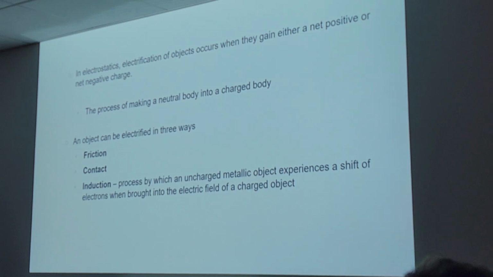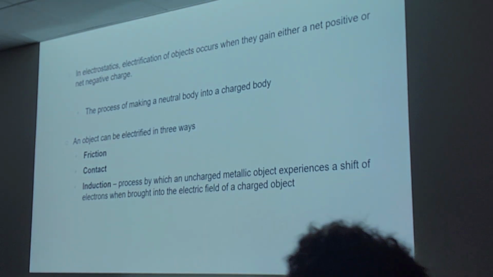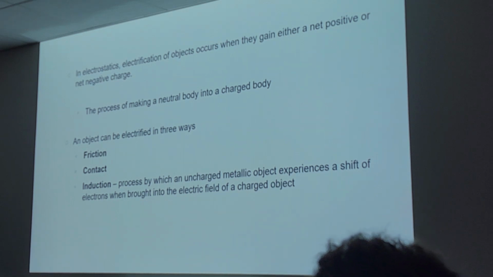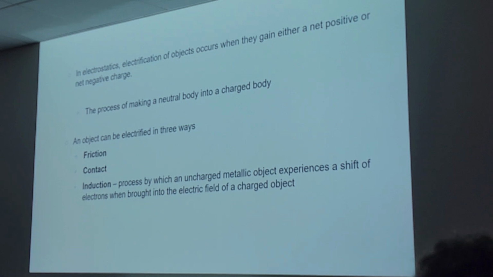So friction is when, for example, you're walking across carpet, or if you rub a balloon on your hair. Contact is, for example, when you reach for the door handle and you get that little spark. And then I'll go over what induction means in just a second. In all 3 scenarios, electrons have been moved from one object to the next for it to be electrified. Just know that these 3 are the different processes.